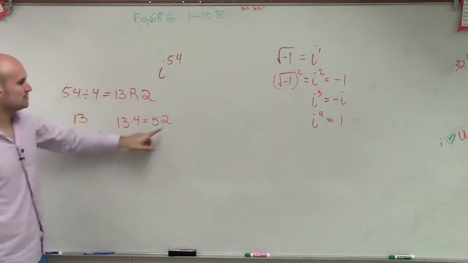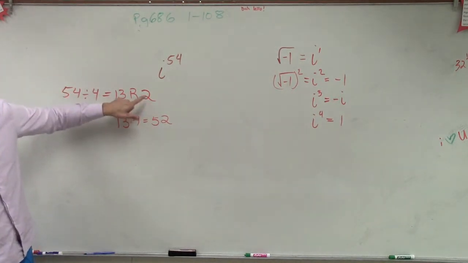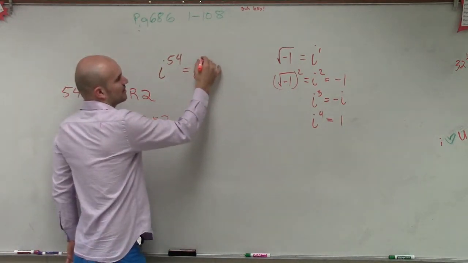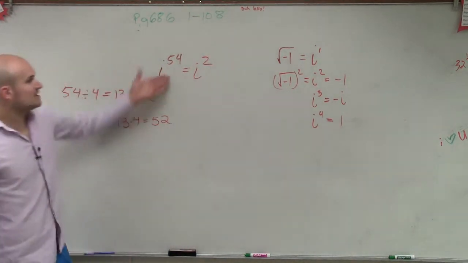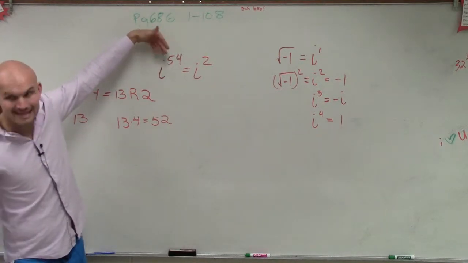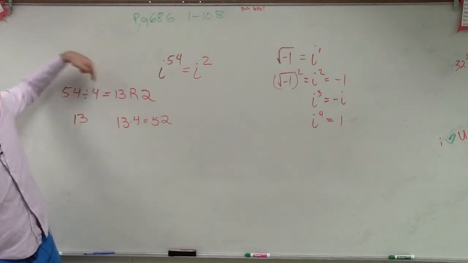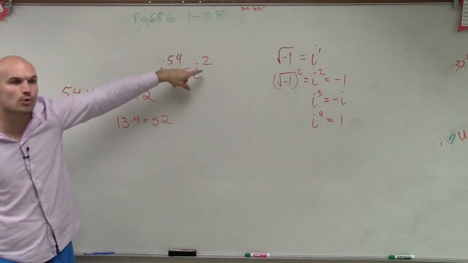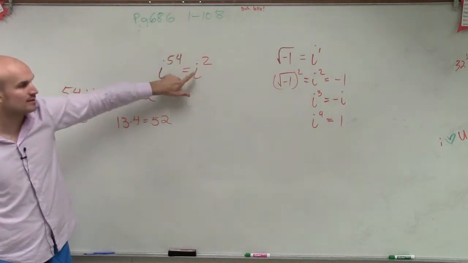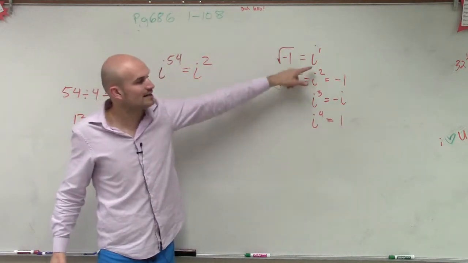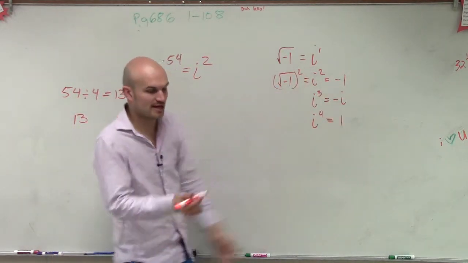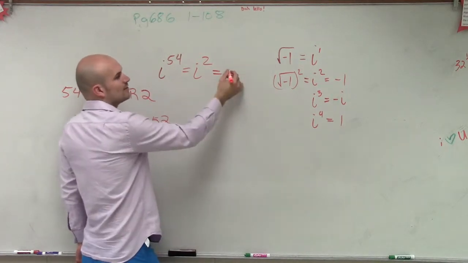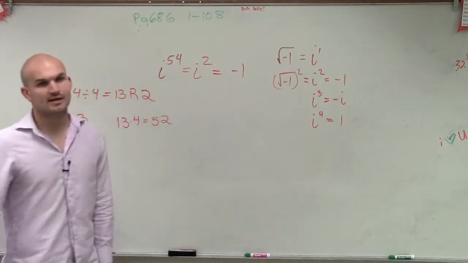So what you do is you take your remainder, which is 2, and that's going to be your exponent. Because it repeated itself 13 times, since 4 goes into 54 13 times, there's a remainder of 2 left over. So that's going to be my exponent. Then we go back to our clock and say, all right, i squared equals -1. So i to the 54th is equivalent to i squared, which is equivalent to -1.